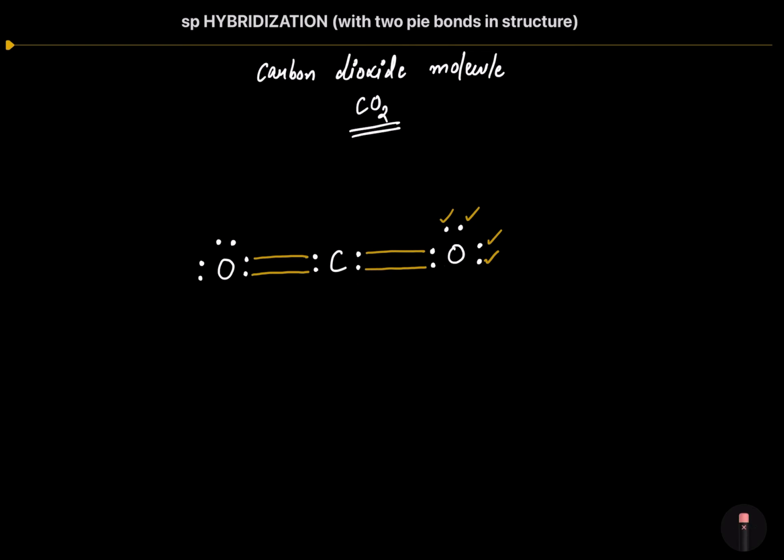Now let's count the valence electrons of carbon after formation of four covalent bonds with two different oxygen atoms. So that's number 1, 2, 3, 4, 5, 6, 7 and finally number 8. So the octet of carbon is also completed after forming four covalent bonds with two oxygen atoms. So here carbon is forming a double bond with the first oxygen and also a double bond with the second oxygen.